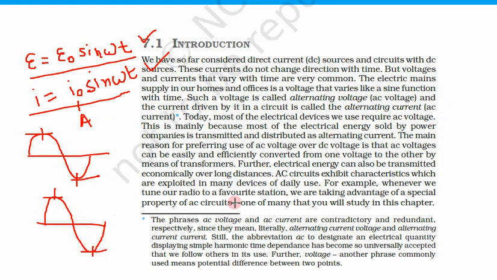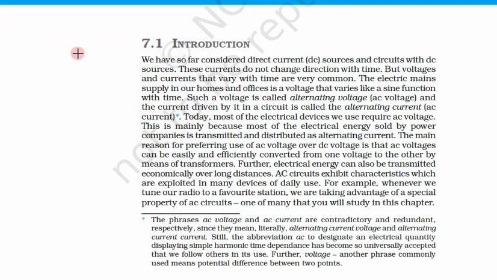Now let us start this chapter of alternating current, that means sinusoidal waves applied on current and voltages. Till now we have learned about direct current sources, especially called DC sources. These currents do not change direction with time. So if current is flowing, suppose, left to right, it will keep on flowing from left to right.